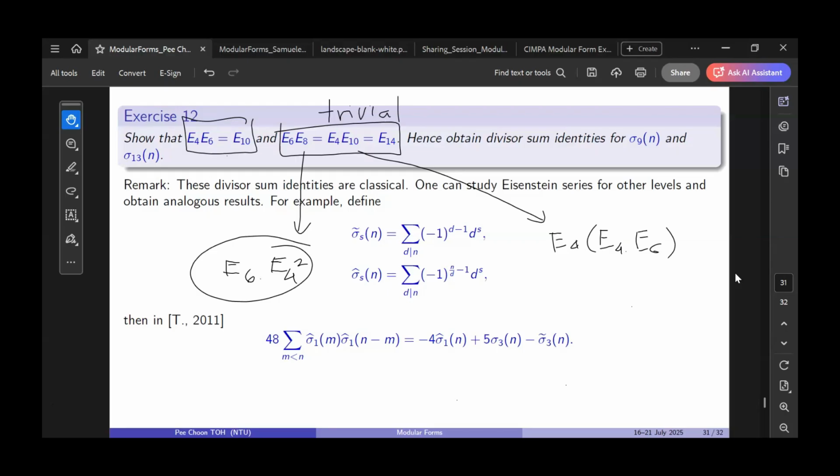Using these two connections, we can find the divisor sum identities for sigma 9 and sigma 13. Again, we will use E4 and E6. This means we will be able to make it into the form of sigma 3 and sigma 5. This is left as an exercise.